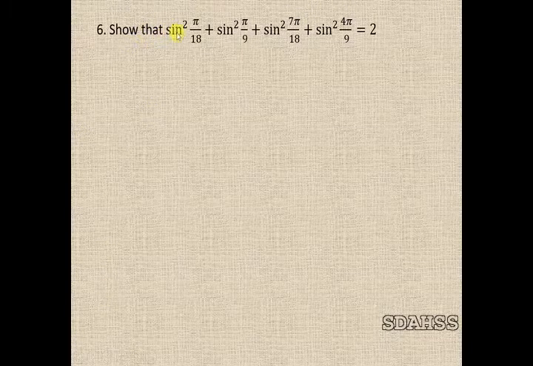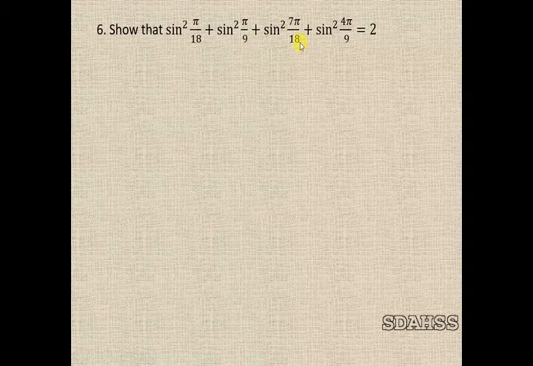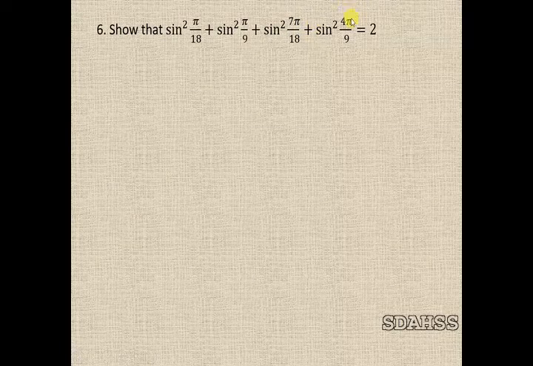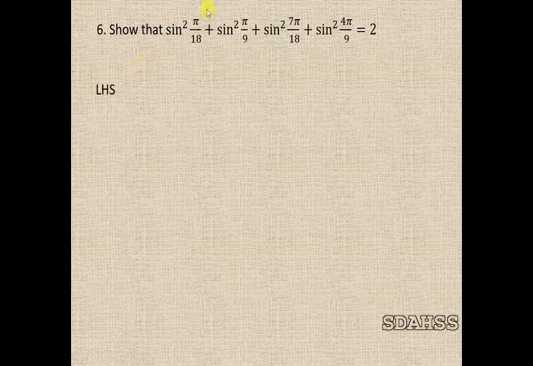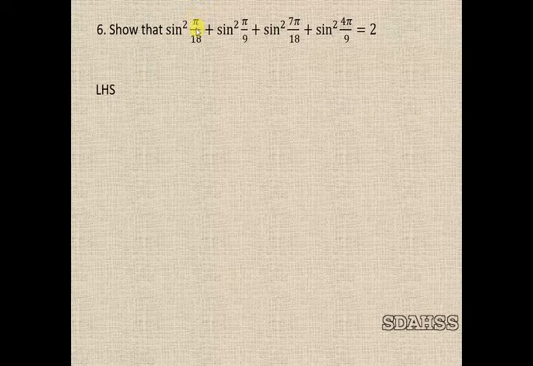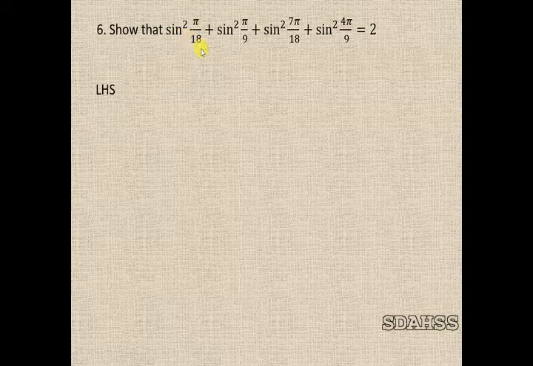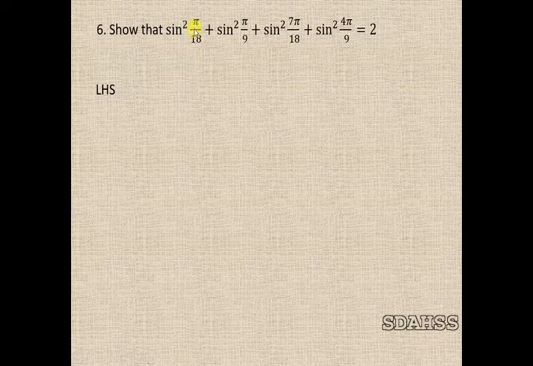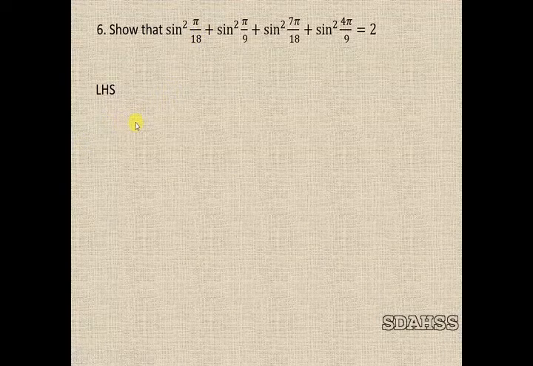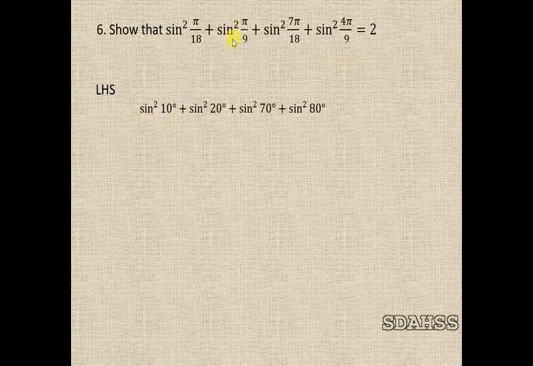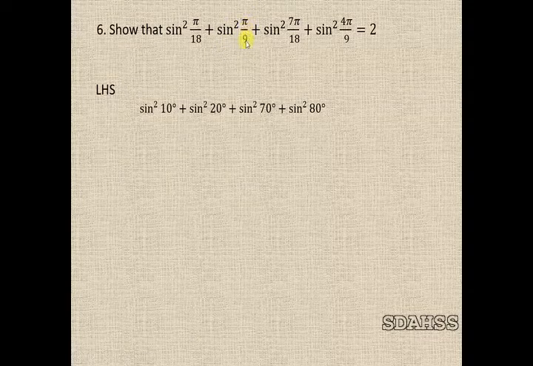Sixth sum, show that sin square pi by 18 plus sin square pi by 9 plus sin square 7 pi by 18 plus sin square 4 pi by 9 is equal to 2. Consider the LHS. We know that pi is equal to 180. So in the place of pi you have to substitute 180. So sin square 180 by 18, sin square 10, plus similarly sin square 180 by 9.